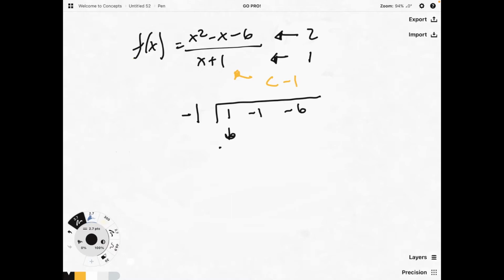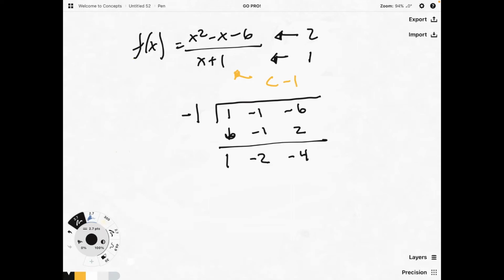Next, we bring down that first term, which is 1, multiply 1 by -1, which gives us -1. -1 plus -1 is going to be a -2. Then we do -1 times -2, which is 2. We put that under the 6, and we add those together to give us a -4.